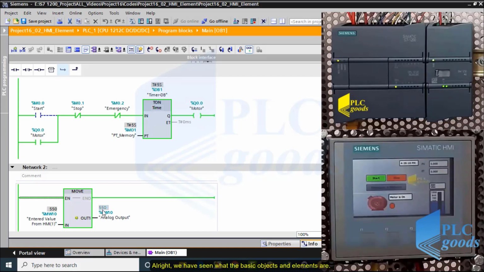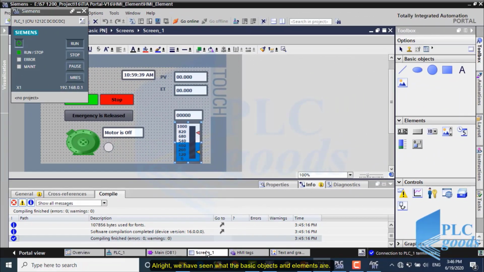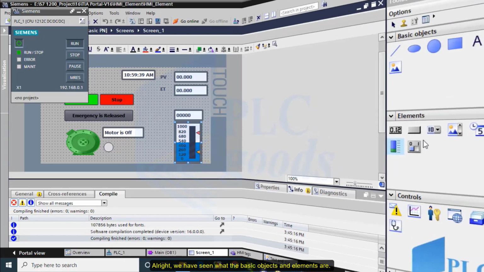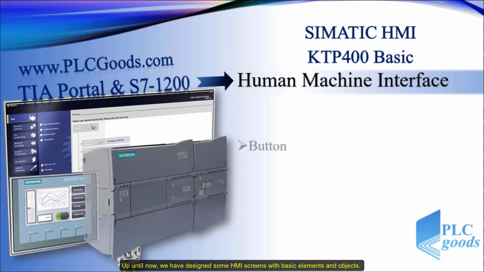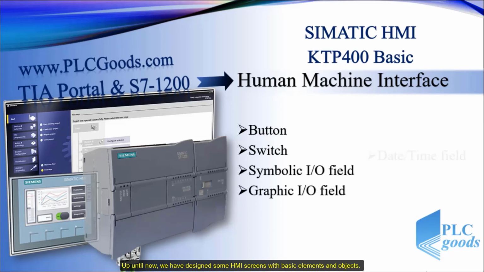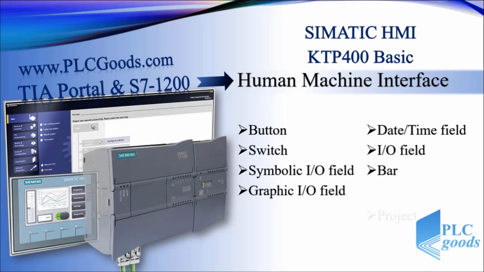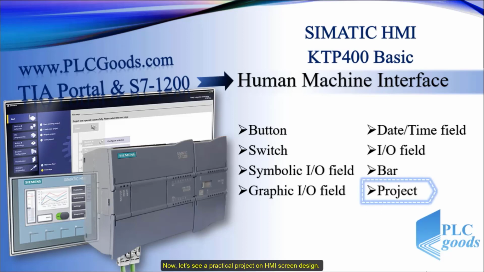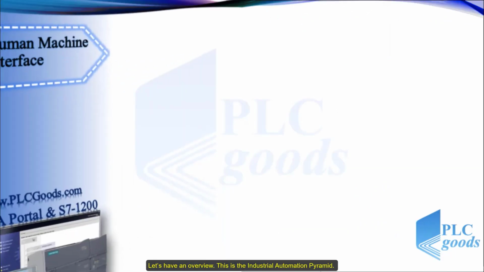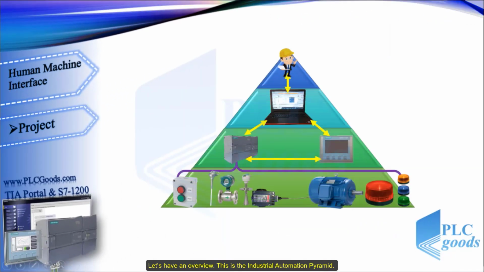Alright, we have seen what the basic objects and the elements are. Up until now, we have designed some HMI screens with basic elements and objects. Now let's see a practical project on HMI screen design. Let's have an overview. This is the industrial automation pyramid.